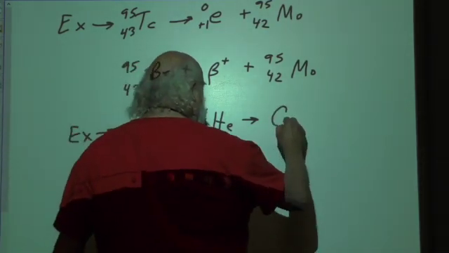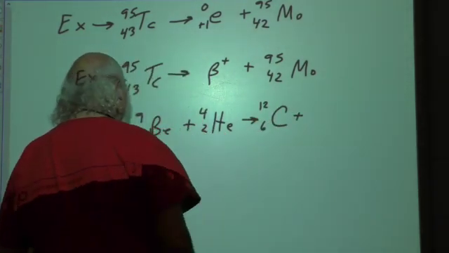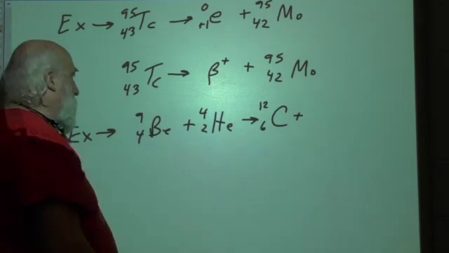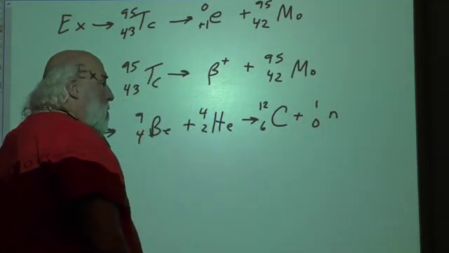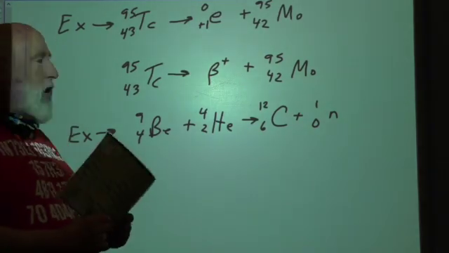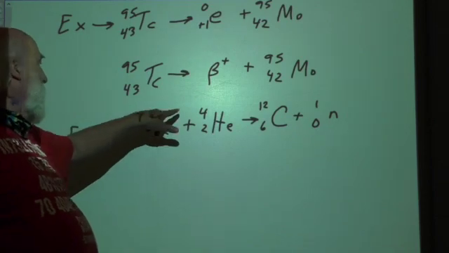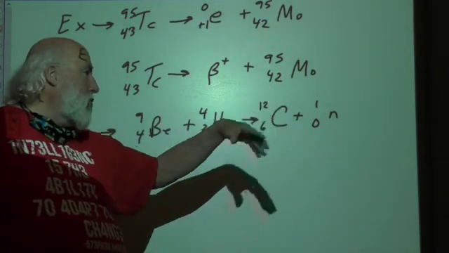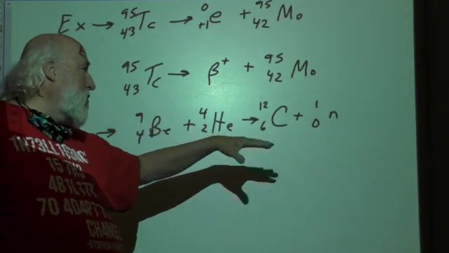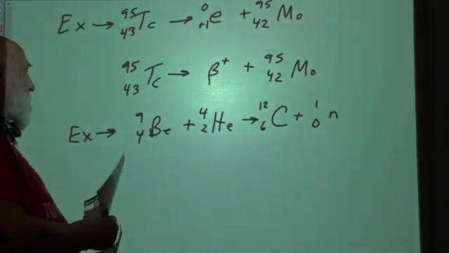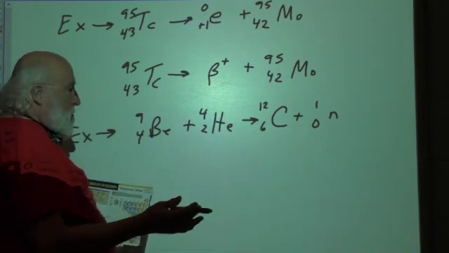So the representation for that is C12,6 plus the neutron 1,0. Now, to make sure that you have it right, everything's got to add to be the same on both sides, both top and bottom. So 9 plus 4 is 13, 12 plus 1 is 13. So the top numbers fit, 4 plus 2 is 6, 6 plus 0 is 6. So this works.